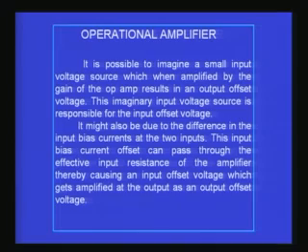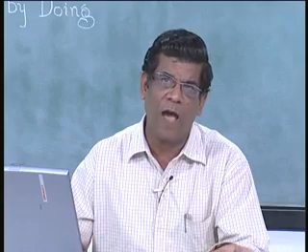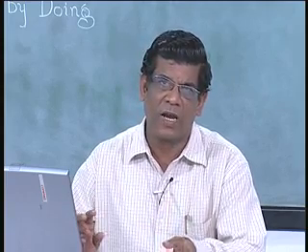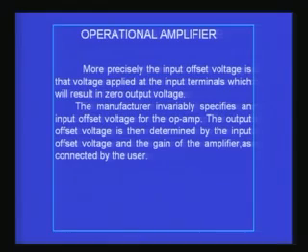This input voltage, because it is of opposite polarity, will nullify whatever spurious input voltage that you have without connecting anything, so that the total input voltage becomes 0, and when you multiply that by the gain of the amplifier, the output voltage is also 0, because anything multiplied by 0 is 0. So, the manufacturers, as I already mentioned to you, invariably specify an input offset voltage for the amplifier, and normally the output offset voltage can be calculated by looking at the gain of the amplifier. The gain of the amplifier, you know, will depend upon the configuration that you use.